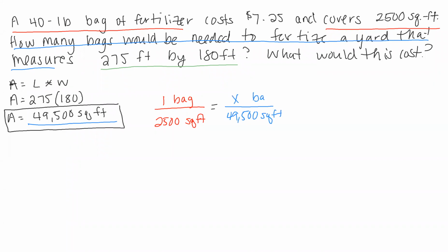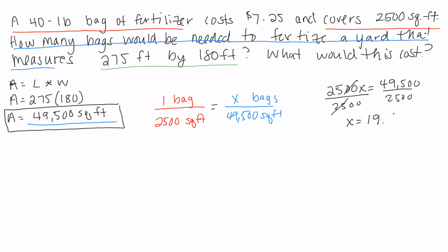So how many bags are we going to need first? Okay, so we'll go ahead and solve this proportion. I cross multiply and I get 2,500x equals 1 times 49,500. I need to undo the multiplication here. So I'm going to divide both sides by 2,500. On the left, the 2,500 cancel to give me 1x. And then 49,500 divided by 2,500 is 19.8.